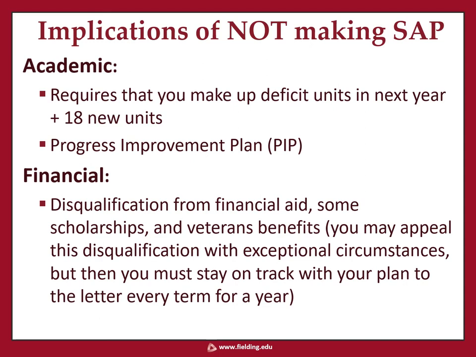Secondly, and maybe more importantly, are the financial implications. You will immediately be disqualified from financial aid, some scholarships, and veterans benefits. You can appeal the disqualification if you had life circumstances that affected your progress. If that happens, we can talk to you about the appeal process. If your appeal is approved, you'd be placed on financial aid probation, and it will be even more important for you to stay on track with your progress improvement plan.